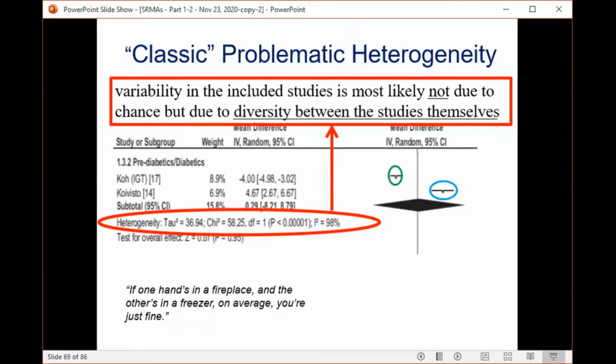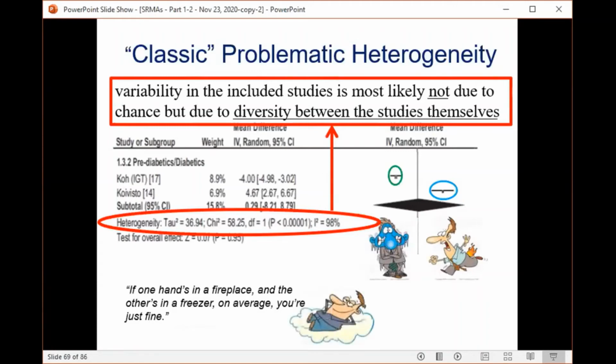This quote explains it with a simple example. If you have one hand in the fireplace and the other in the freezer, on average, you're just fine. This example demonstrates that the actual conclusion should be that the results of the two studies are likely due to very different environments or study designs, and probably not just due to chance. This is why it is important to have subgroup analyses to explore whether there are significant differences between the design aspects of the included studies, which may be modifying the effect on the outcome variable.